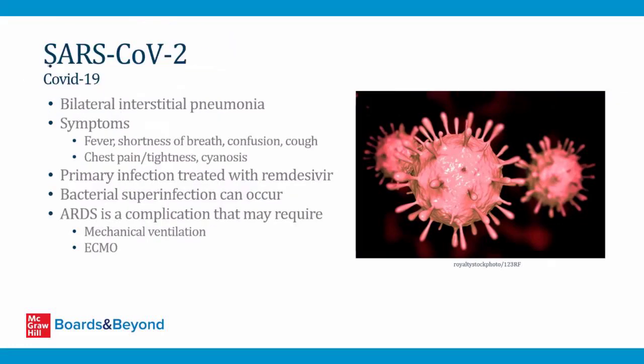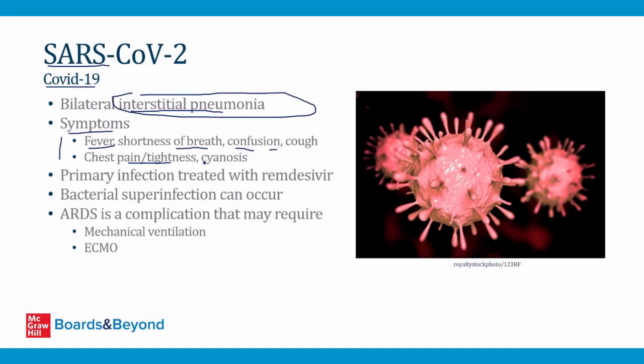Okay, let's talk about infection with SARS or COVID-19. This virus is famous for the worldwide pandemic it caused. It leads to a bilateral interstitial pneumonia. So the typical pattern on chest x-ray is that of an interstitial pneumonia. And in terms of symptoms, as you may know from the pandemic, the symptoms are widely varying. Some patients are entirely asymptomatic and some develop severe forms of pneumonia. Some of the things you can see are listed here. So this includes fever, shortness of breath, confusion, and cough. Many patients have chest pain and tightness, and severe cases lead to cyanosis.